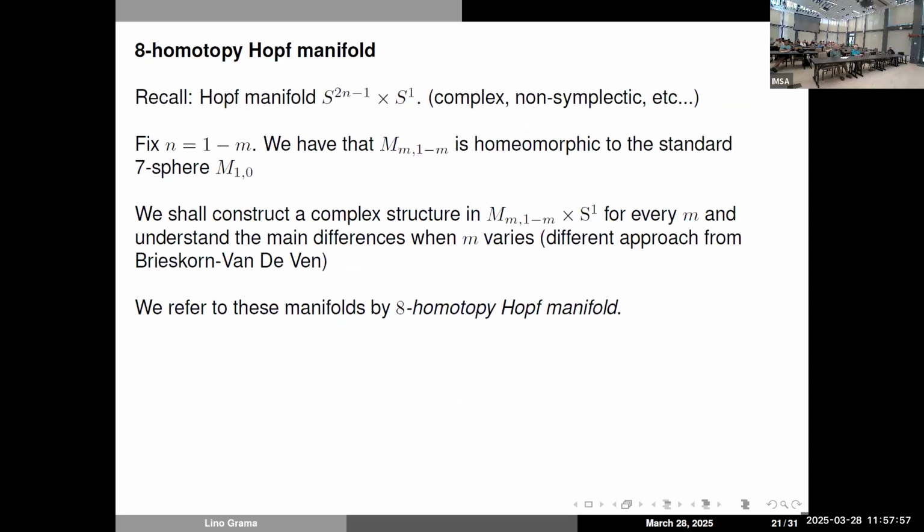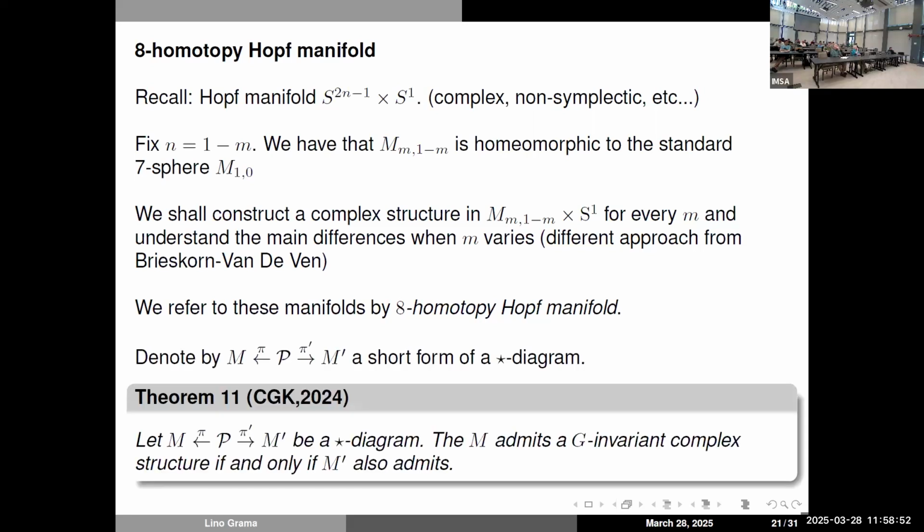And we can extend this analysis to the homotopy Hopf manifold. Homotopy Hopf manifold is a product of the odd dimensional sphere times S1. This manifold is complex, non-Kähler, etc. There is a sequence of lectures in this conference on this subject. And if we set M is 1 less n, we have this manifold is homeomorphic to the standard sphere, and we can call it an 8-dimensional homotopy Hopf manifold, the product of some exotic 7-dimensional homotopy sphere times S1. Okay?